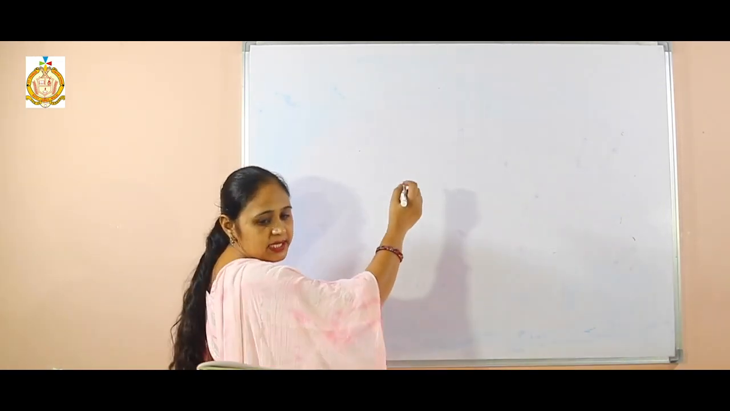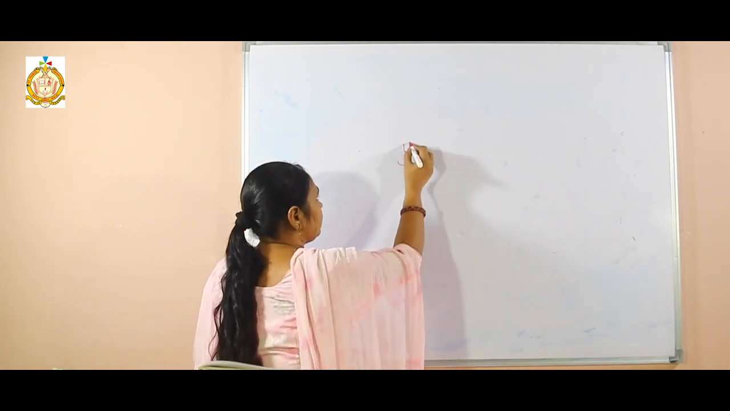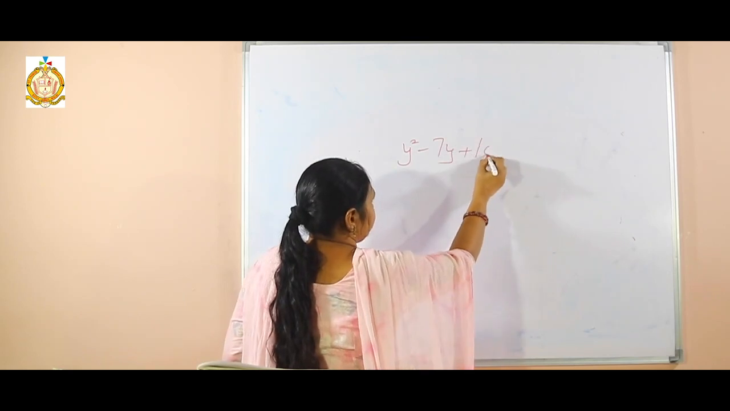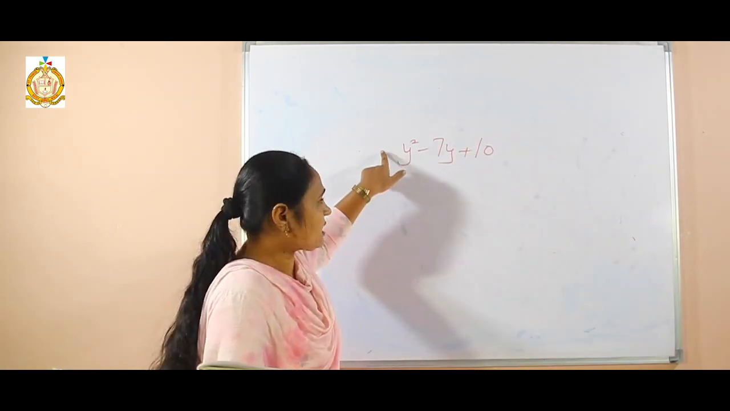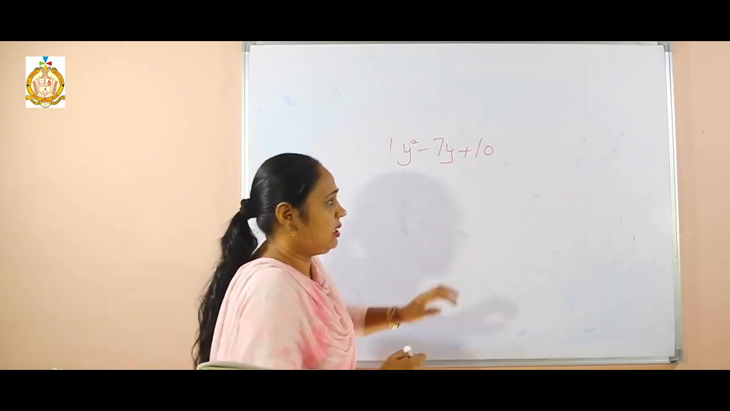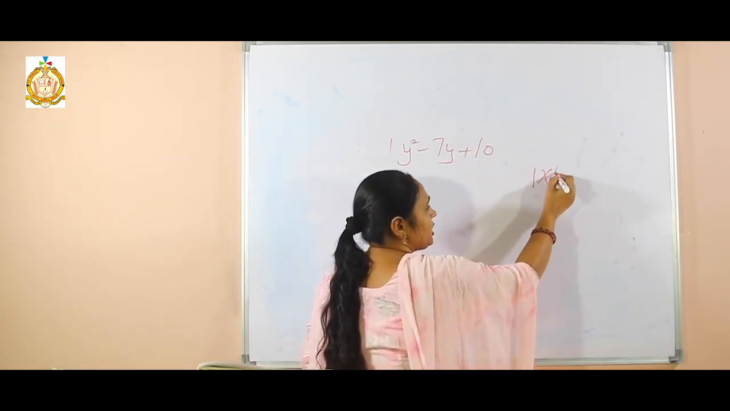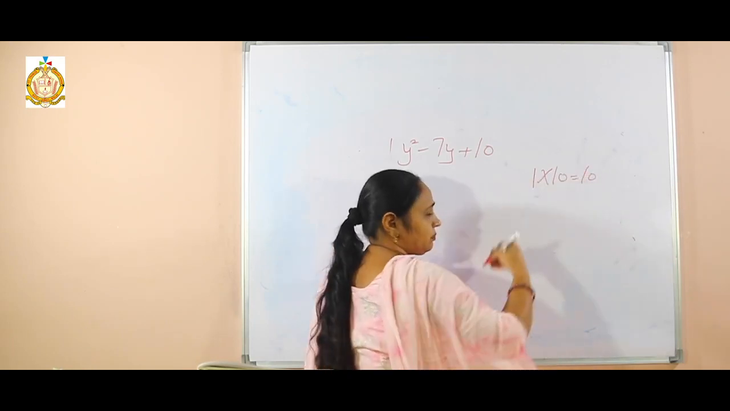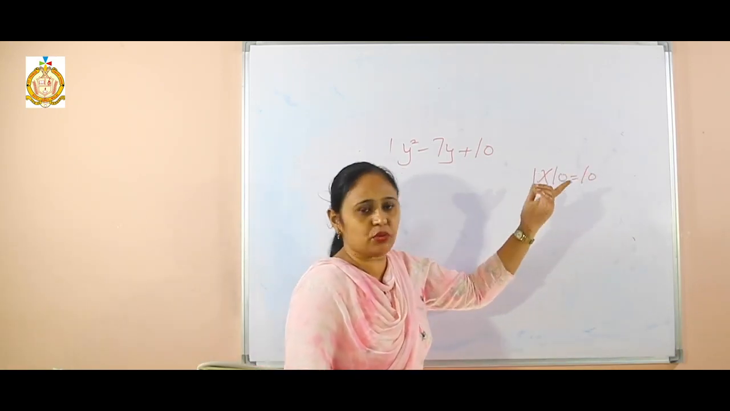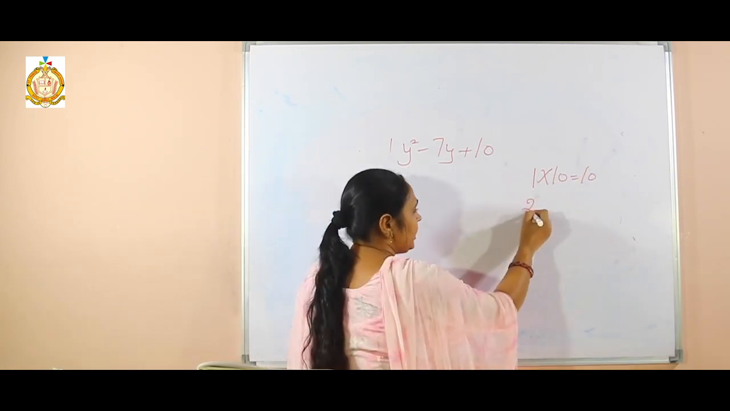There is given y square minus 7y plus 10. Now the first number, that means 1, I take here 1. The last term is 10, I multiply 1 with 10, it becomes 10. I need 7. First I find all the factors of 10. 1 tens are 10, then 2 fives are 10.